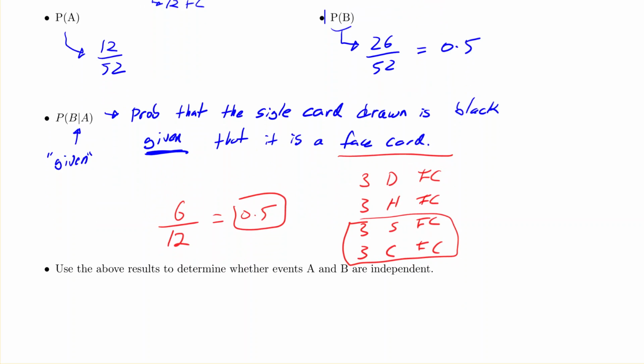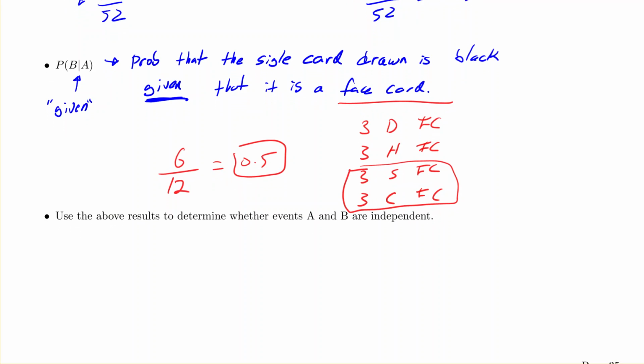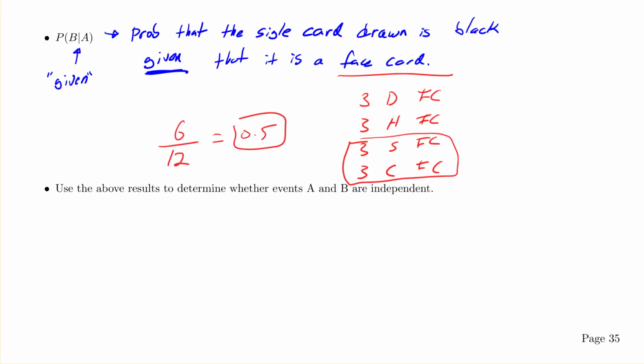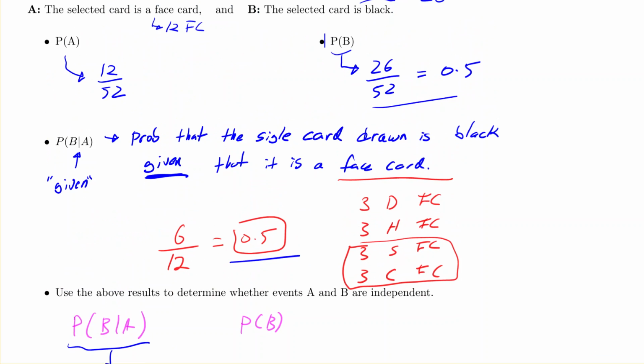Now use the above result to determine whether events A and B are independent. The best way to do it is just comparing these two values, the probability of B given A and the probability of B. If they're the same, they're independent. If they're not the same, they're not independent. We just found the probability of B given A was 0.5, and the probability of B we found earlier was also 0.5.